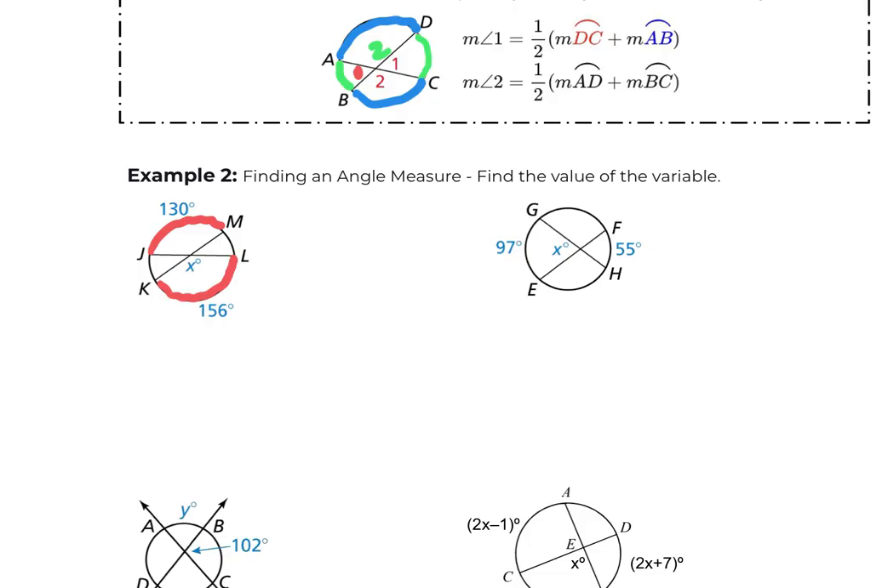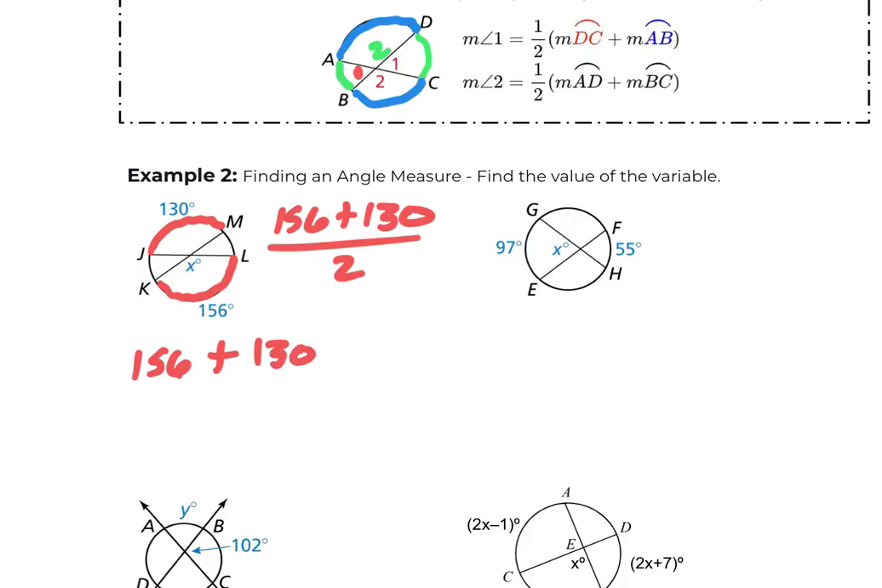So what we're going to do here is take 156 plus 130 and divide it by 2. Okay, I'm going to tell you this right now. This is a common mistake that people make, depending on the type of calculator that you have. If you type it into your calculator like this, what's your calculator going to do first in most cases? It's going to do the division first, okay?